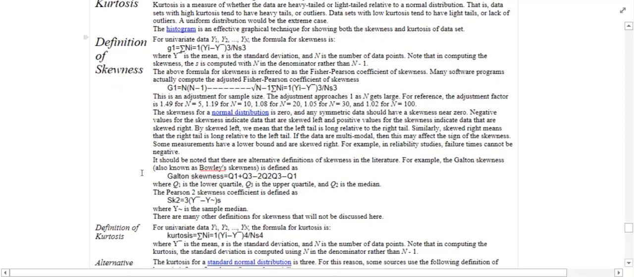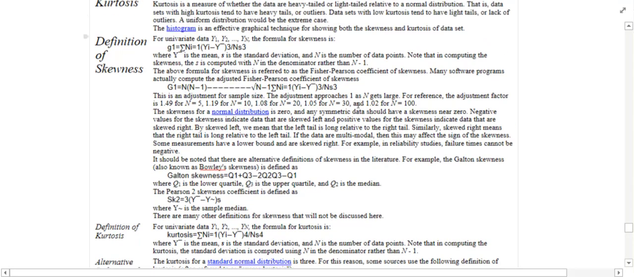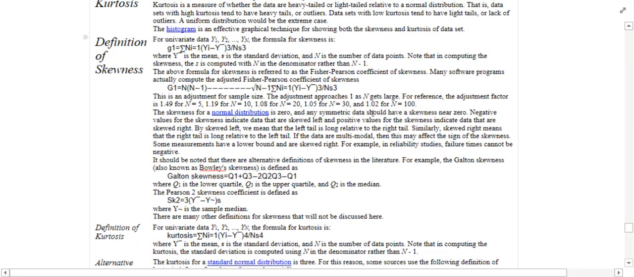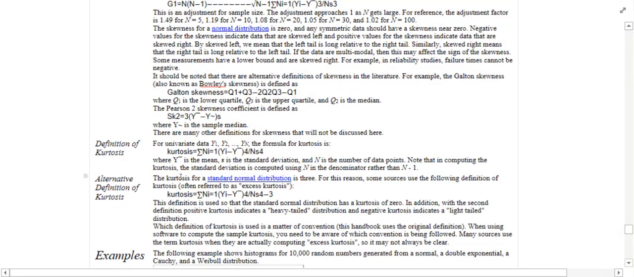Some measurements and data sets that we discussed up above have a lower bound and are skewed right. An example of that would be reliability studies, because failure times cannot be negative, so it's characteristic of the physical system as well. There are also some alternative definitions of skewness, and we're not going to get into these in any depth, but just be aware that there are other methodologies in addition to the Fisher-Pearson that we talked about above. Different data sets may apply better and may give you a better description of the data set, but that's beyond where we're going to go with this.